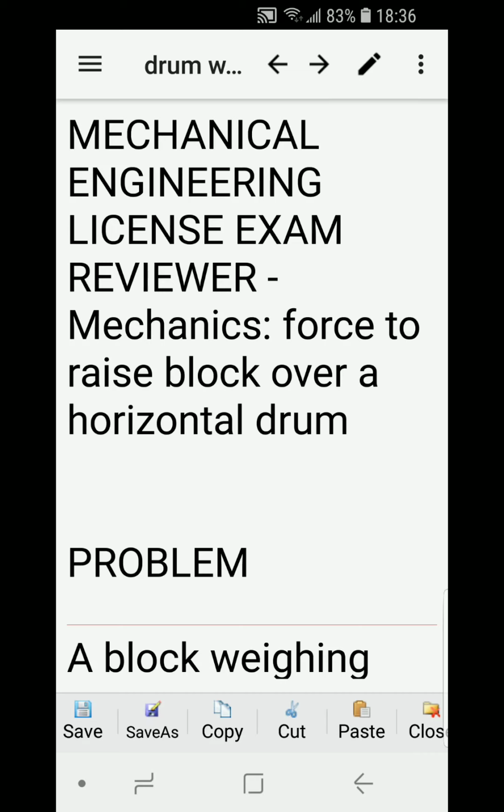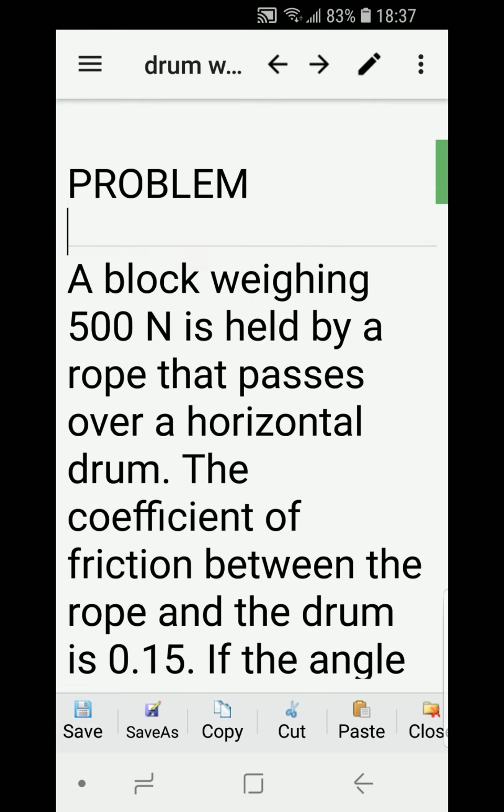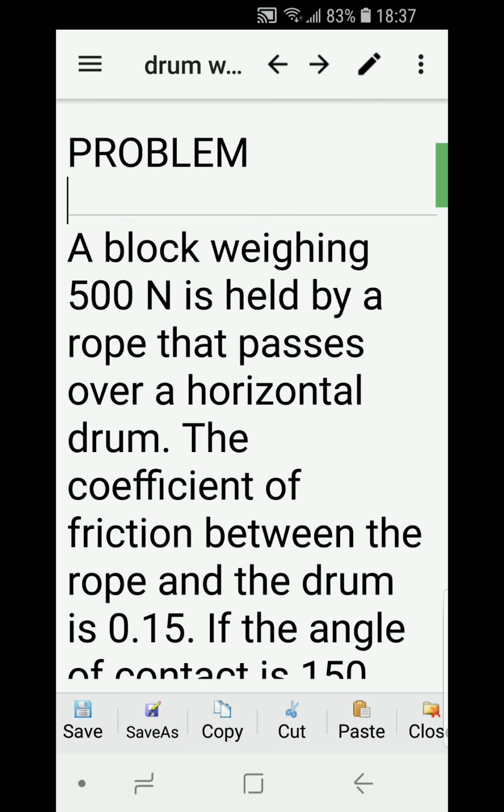Welcome to another mechanical engineering license board exam reviewer. Today's topic is on mechanics and it's regarding the force to raise a block over a horizontal drum. So here's our problem. And remember, if we have a problem, we have a solution.